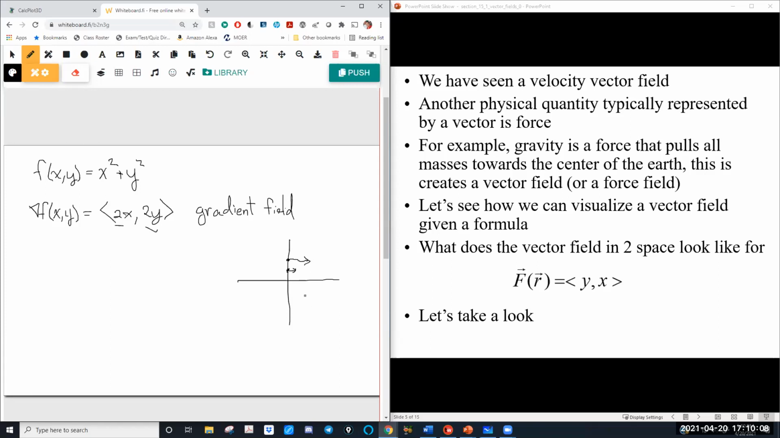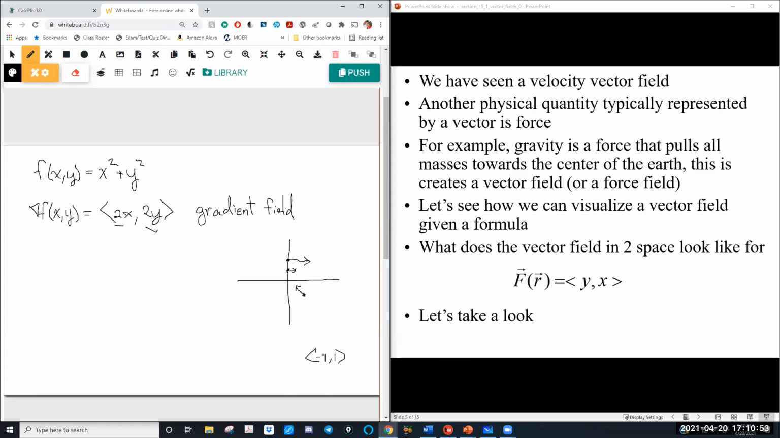Let's just do one more. Maybe we come out here to the point 1, negative 1. Well, that would be the vector negative 1, 1. Okay, so negative in the y direction, positive in the x, so that would be the vector negative 1, 1. So we're going backwards in the x direction, but we're going up 1 in the y direction. So it'd be a 45 with a magnitude of root 2, would look something like that. Okay.